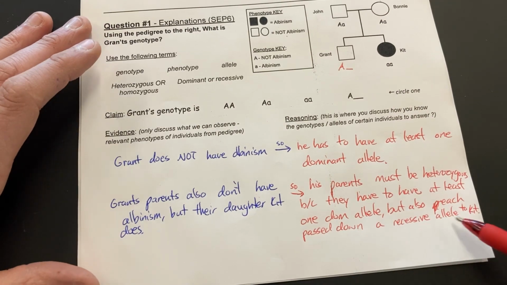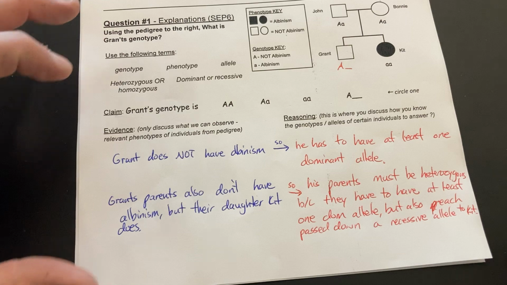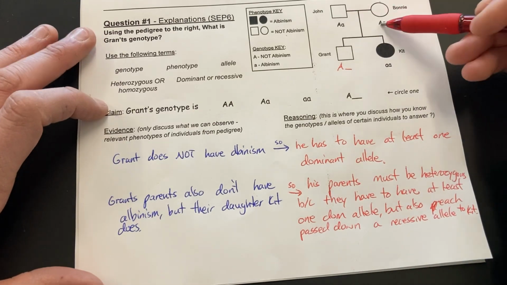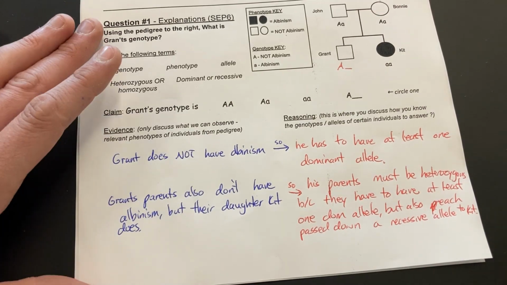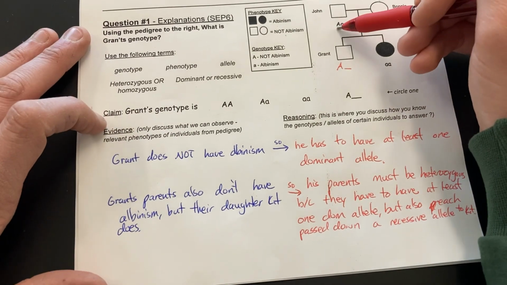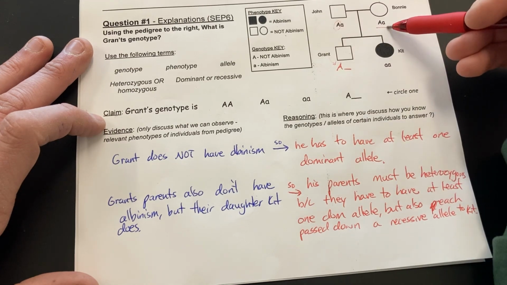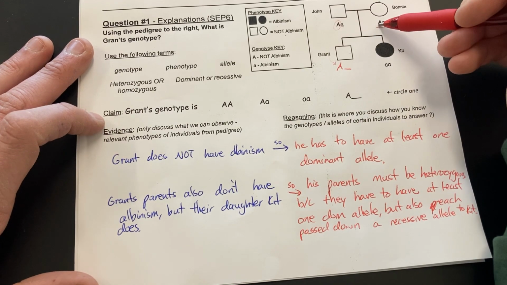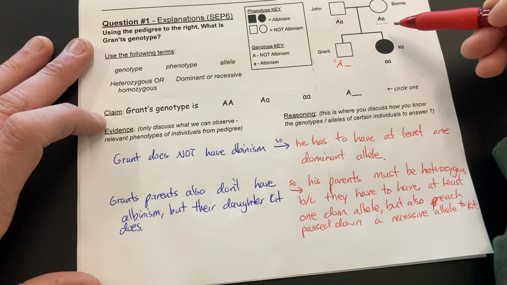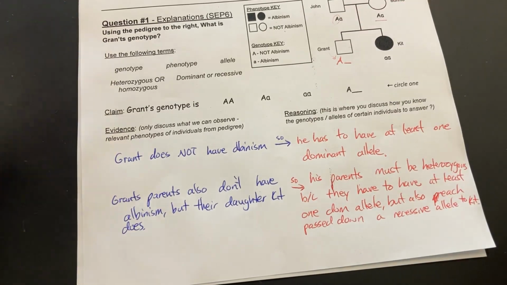This doesn't necessarily answer my question just yet, but it helps me out. So, okay, so I know Grant's parents are big A, little a here. So maybe this big A came from John, and we're not sure, but let's just play this out. Bonnie could have passed down a big A or a little a, right? And if it was the opposite, same thing. John could have passed down a big A or a little a, so we're not exactly sure.